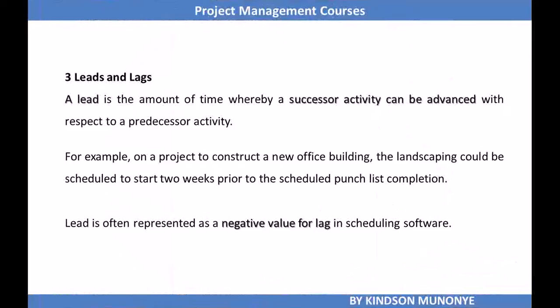The third tool and technique used for sequence activities is the leads and lags. A lead is the amount of time a successive activity can be advanced with respect to the predecessor activity. For instance, on a project to construct a new office building, the landscaping could be scheduled to start 2 weeks prior to the scheduled punch list completion.